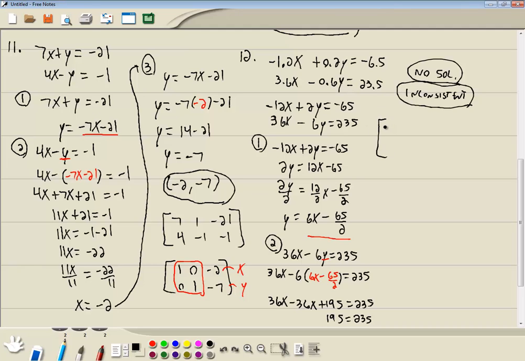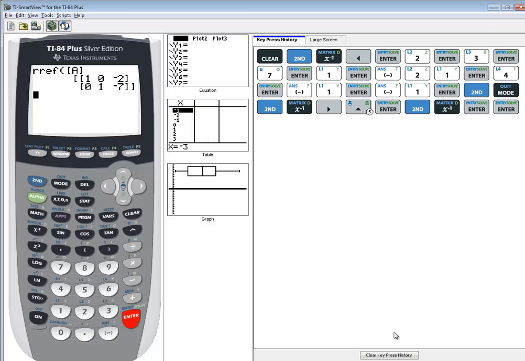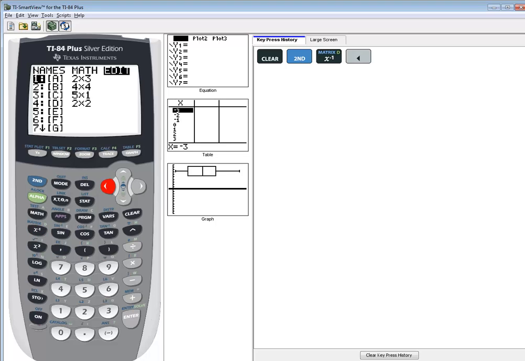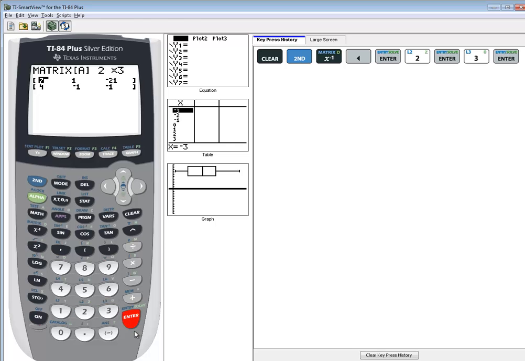doesn't care that there's decimals, so I'll put in negative 1.2, 0.2, negative 6.5, 3.6, negative 0.6, and 23.5. Okay, so go to my matrix menu, second x negative 1. I'm going to left arrow over to edit and do enter on A. It's a 2 by 3 again, so I do 2 enter, 3 enter. I know it already has those numbers, but if you fast forwarded, you may not have those numbers if that's your first problem you're taking a look at.